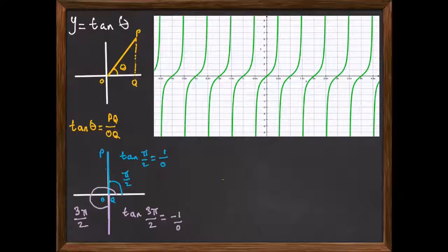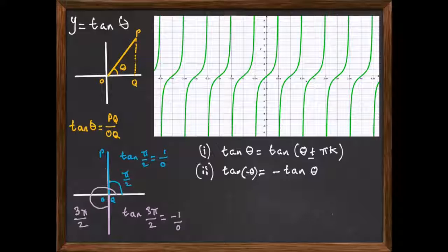Now, looking at the graph of y equals tan theta shows that when theta equals pi over 2 plus or minus any integer multiple of pi, y equals tan theta is undefined. What else does this graph show? It shows that y equals tan theta is periodic. Unlike sine theta and cos theta, the period is not 2 pi, but pi. Therefore, tan theta equals tan of theta plus or minus k pi, where k is any integer value.